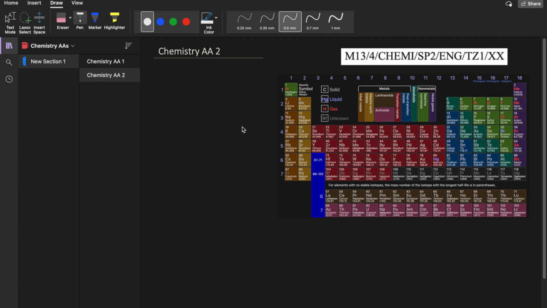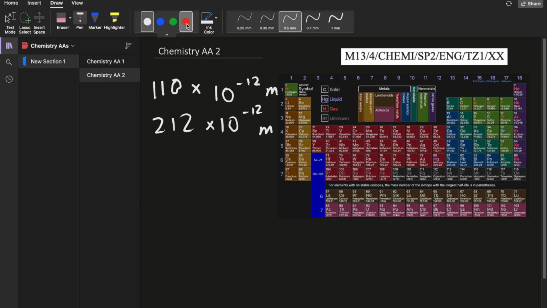So a student estimates that the ionic radius for phosphorus would be between 110 times 10 to the power of negative 12 and 212 times 10 to the power of negative 12 meters. So if we look at our chemistry data booklet right now, it says that the ionic radius for phosphorus is 109 times 10 to the negative 12 meters. So this means that this student's estimate is wrong, because 109 is definitely smaller than 110 and is not between the range of these two numbers.